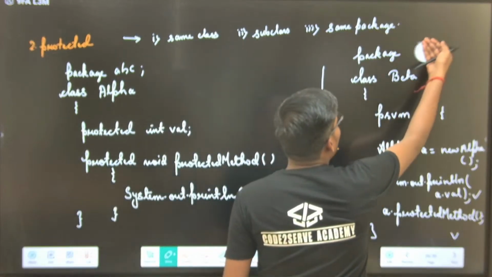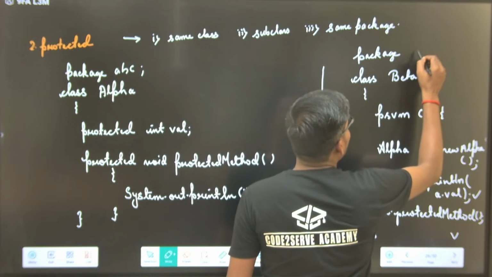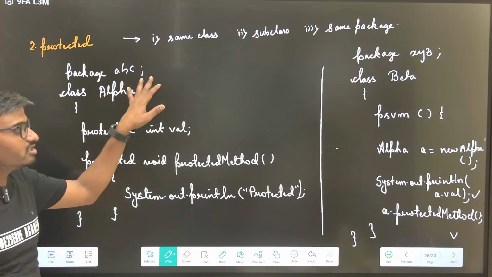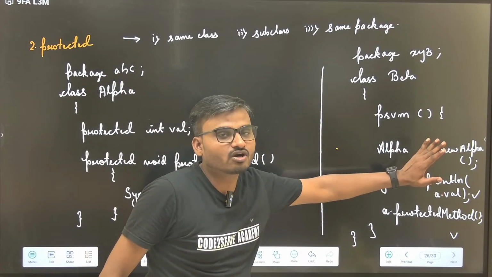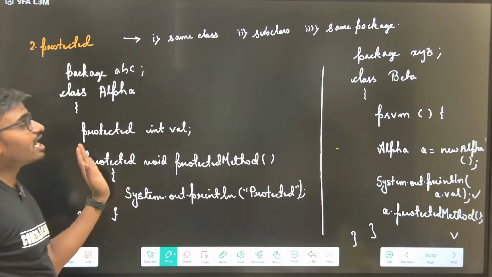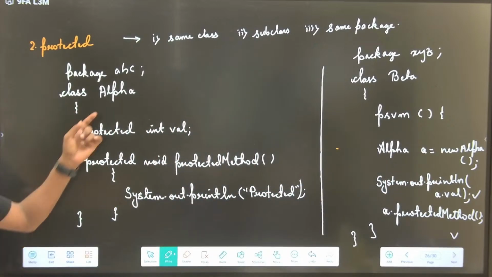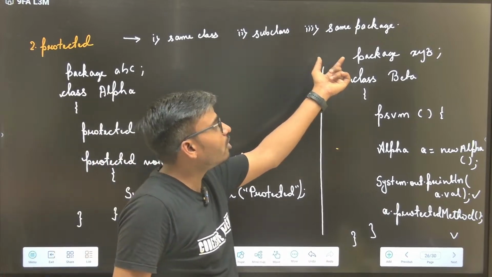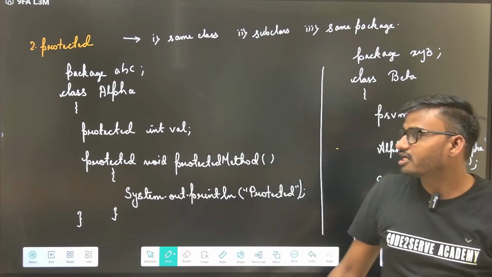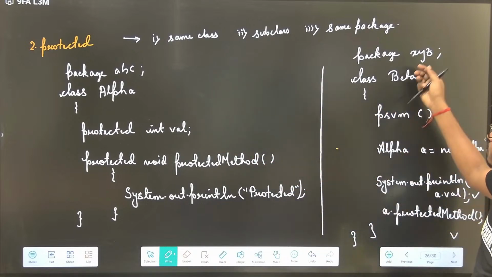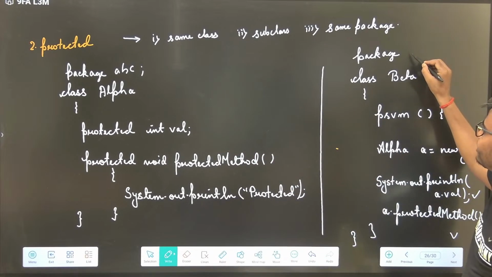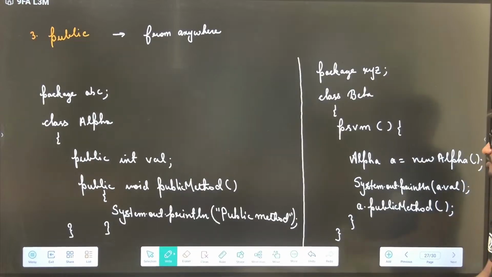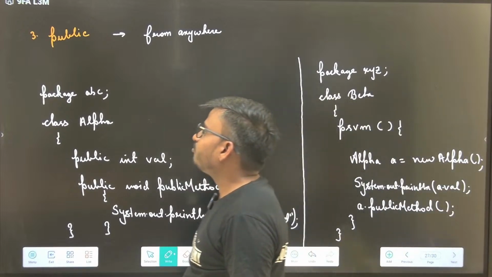Now suppose this was present in XYZ package, and this is present in ABC package, then again we will get an error. We cannot access this because outside of the package we cannot access. We know protected can be accessed from the same class or the subclass or within the same package. Got it? So to access it, it should be present in the same package, that is ABC package. All right. Now next. So here we have the public.